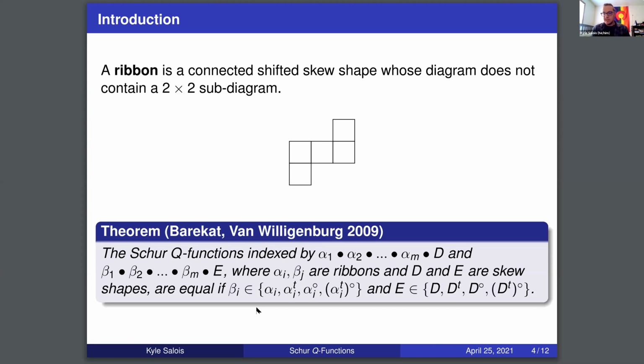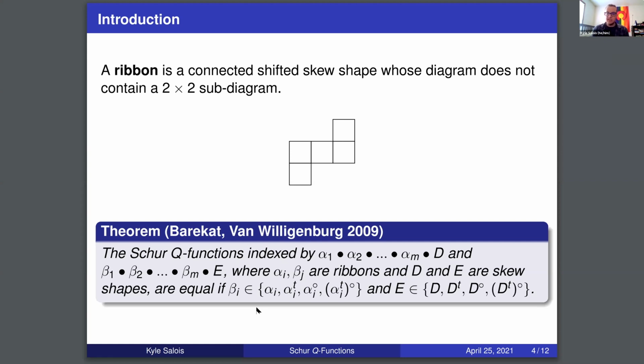Ribbons are cool because in understanding equality of regular Schur functions, I believe there was a useful technique of decomposing your large skew shape into a union of ribbons. That was helpful. And so there was a paper put out in 2009 by Farzan Bearcat and Stephanie Van Willigenburg that was like, well, maybe ribbons will be helpful when looking at the Schur-Q functions.